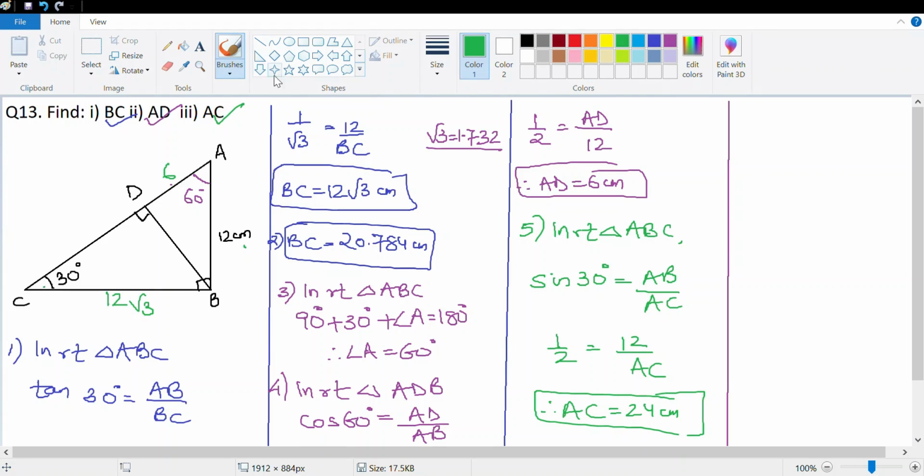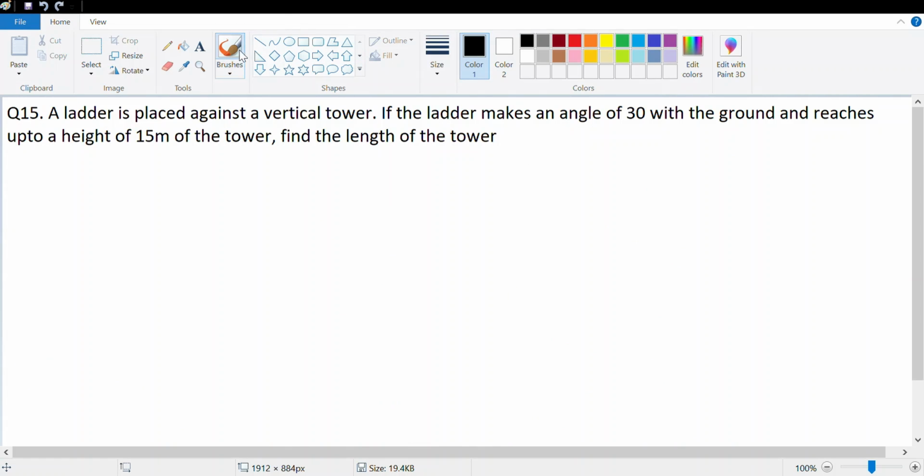The only new thing in this question was to apply the angle sum property in the big triangle and figure out that angle A is 60 degree. Let's look at the next question. The next question that we do is question number 50.